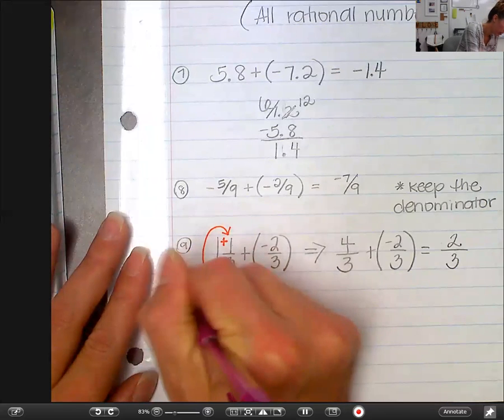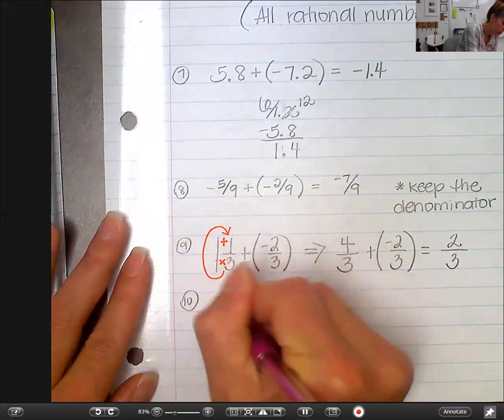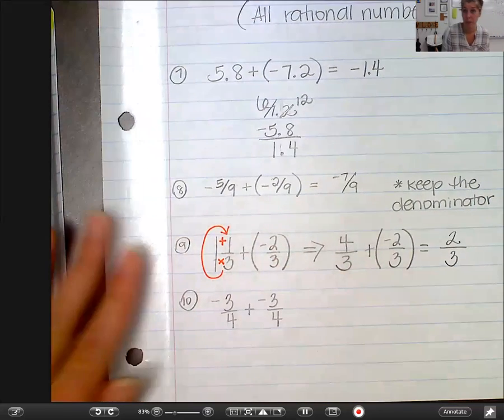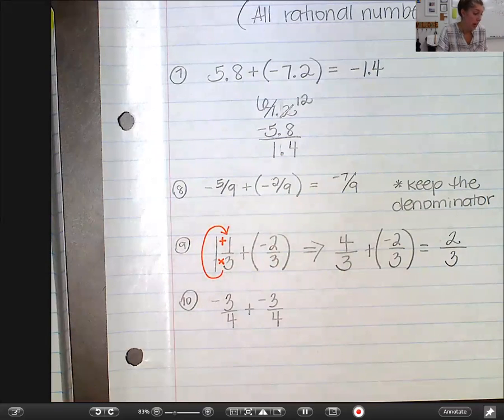Number 10. Negative 3/4 plus negative 3/4. Okay. All right, so the signs are the same. What do we do when the signs are the same? Add the numbers, keep the sign.